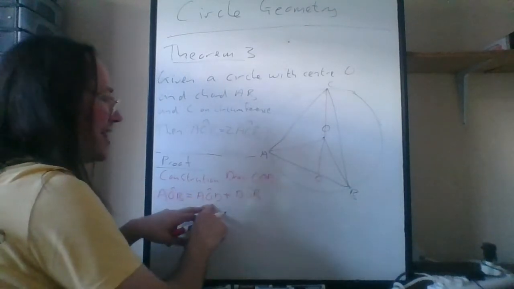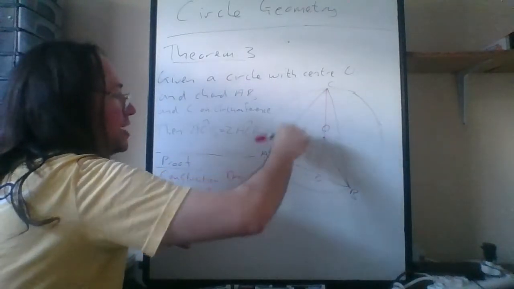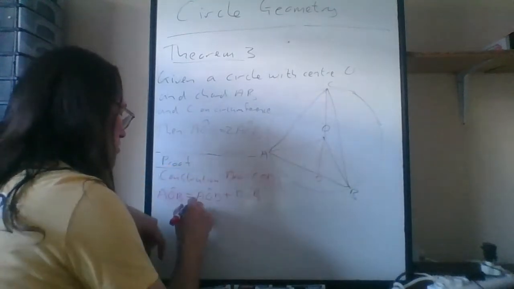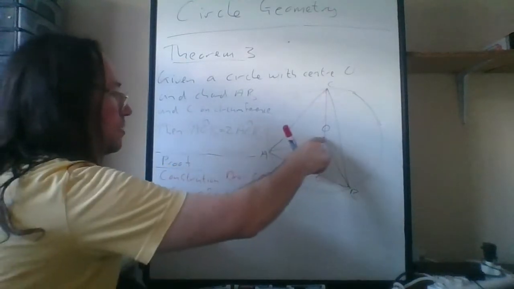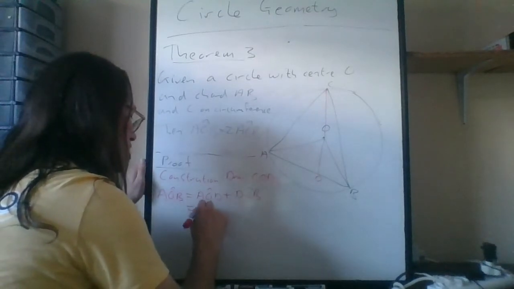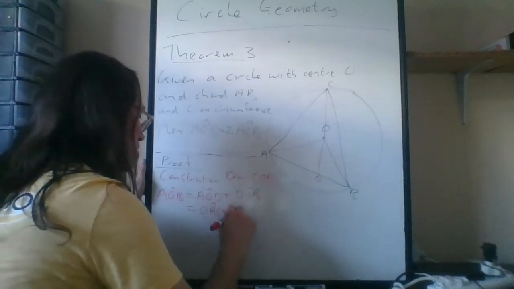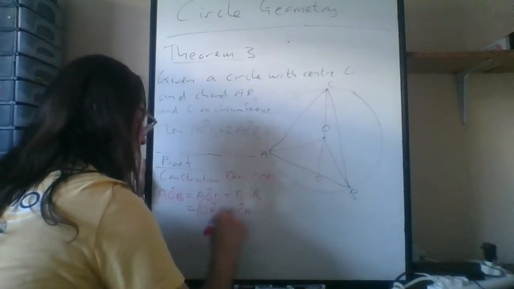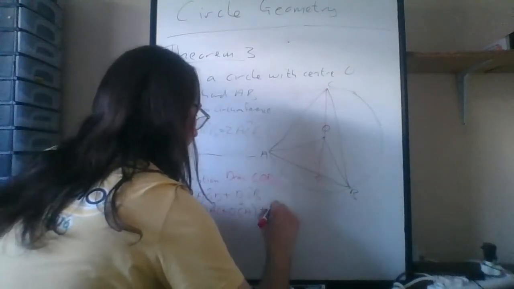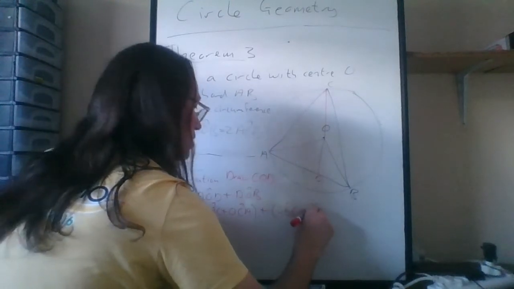And then the angle AOD. This is the exterior angle of triangle OAC. So it's the sum of the opposite two interior angles, these two angles. So AOD is equal to OAC plus OCA. And then the other one would be on this side by similarity: OBC plus angle OCB.